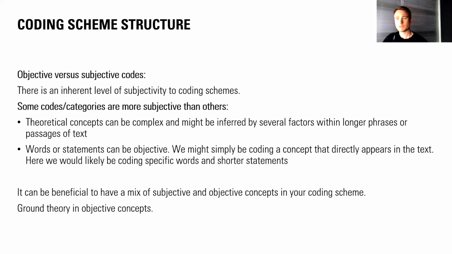On the other hand, if we're coding a specific word or a specific thing, such as a name, a place or an object, this can be a lot more objective because those words or concepts are explicitly presented in the data. We might be coding at a smaller level here. Rather than coding sentences or paragraphs with abstract concepts, we're coding just specific words or phrases. I think it can be a really good idea to have a mix of these, and this links back to deductive and inductive approaches to coding. If you have these inductive or more explicit concepts that you're coding, this can ground some of those more theoretical, more abstract and more subjective ideas that you're trying to look for in the data.